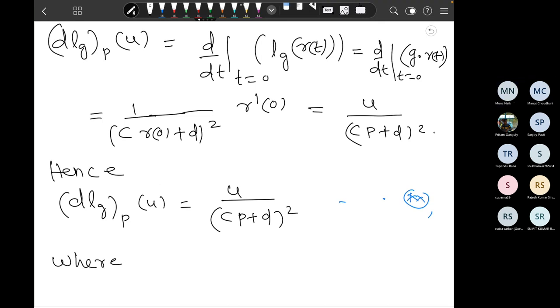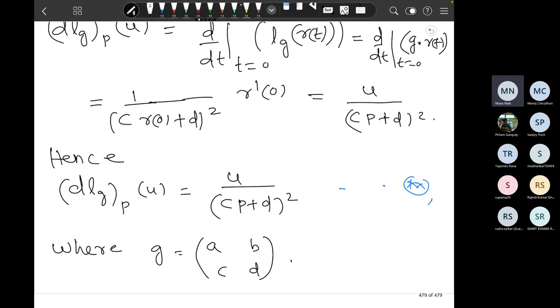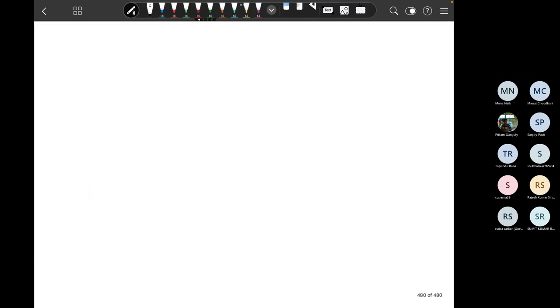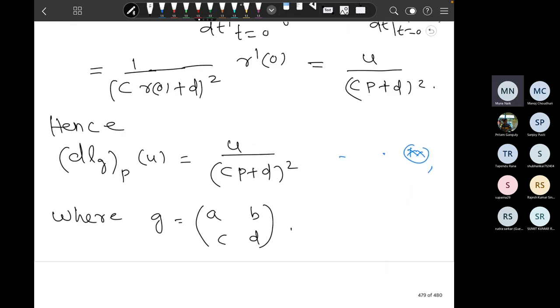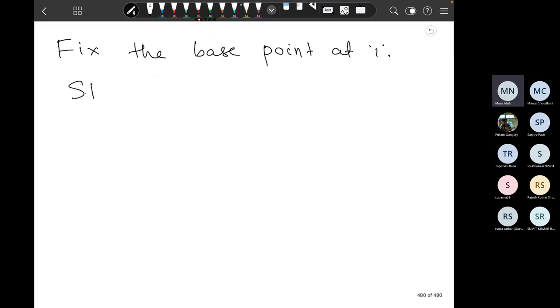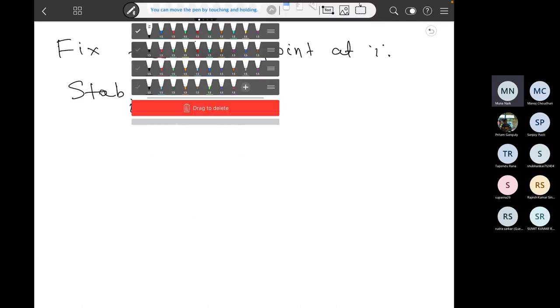Where this g is equal to really (a b; c d). Okay. So this is the thing now. So we fix the base point. Fix the base point at i. If I fix the base point at i, not identity, this is i. Okay, so what is the stabilizer of i inside SL2(R)?